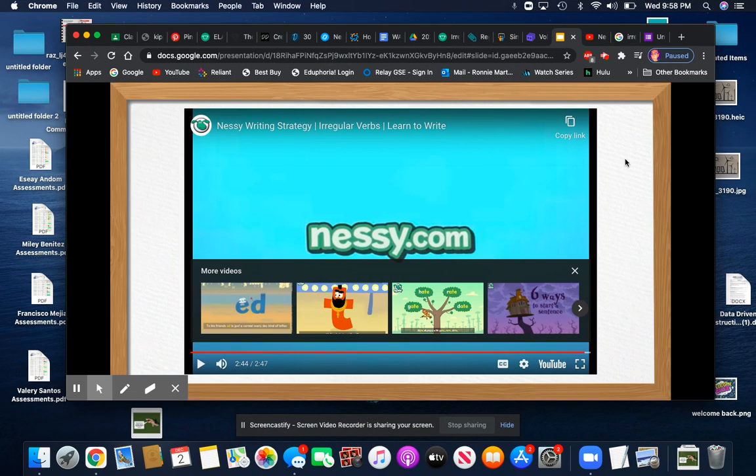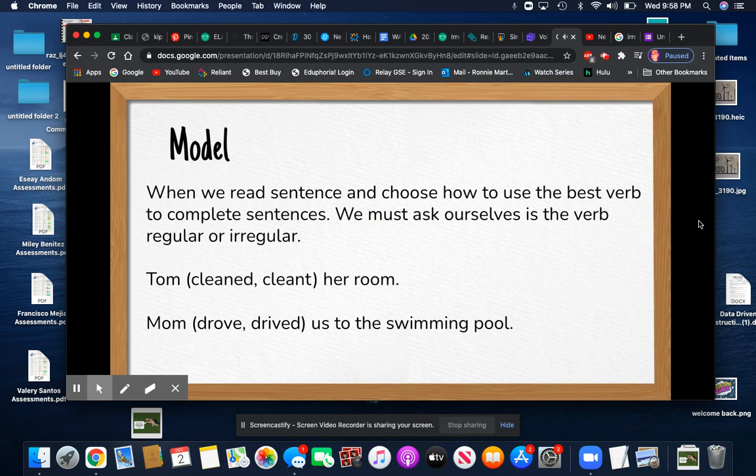All right, so now let's think about some practice on how we would model finding the correct verb to use. So when we read sentences and choose what best verb completes a sentence, we have to ask ourselves, is this a regular verb or an irregular verb? So, looking at this sentence, the first one, it says Tom cleaned or Tom cleaned his room. So, do we think that cleaned or cleaned is the correct verb? What do you think? Cleaned. And if I can add ed to it, that means that it is a regular verb, right?